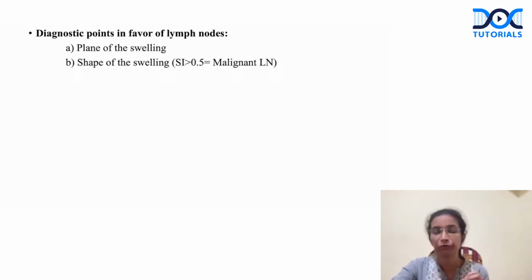So these are the most important diagnostic points that favor the swelling being a lymph node. One is the plane, which is deep to the deep cervical fascia. With a few exceptions, almost all the neck nodes are present deep to the deep cervical fascia. And the shape of the swelling: a normal lymph node is oval.